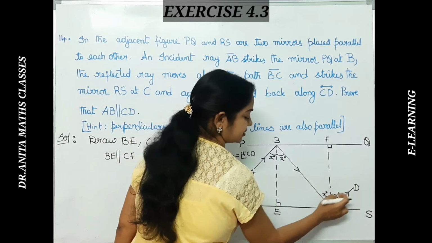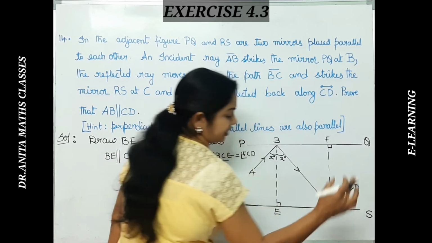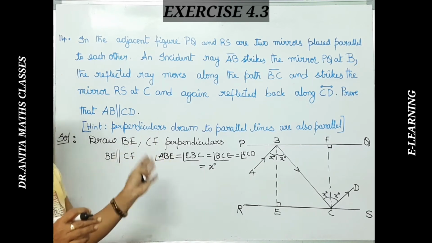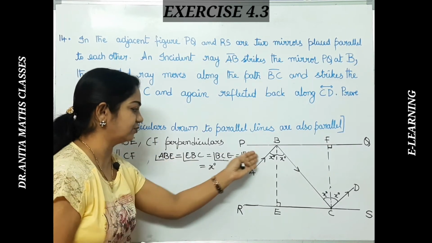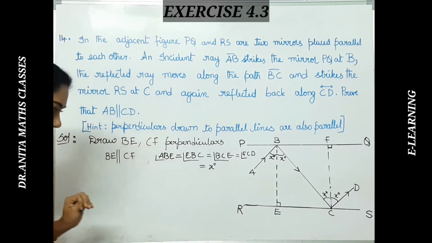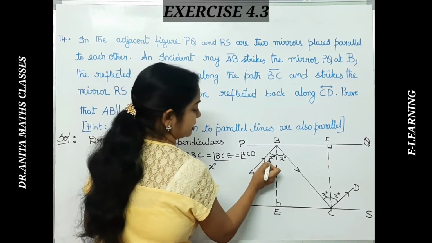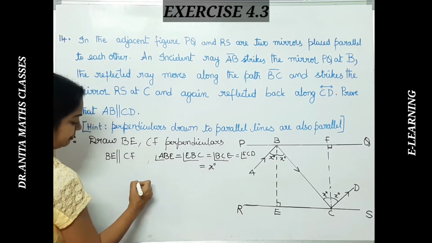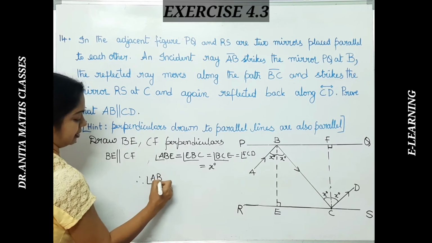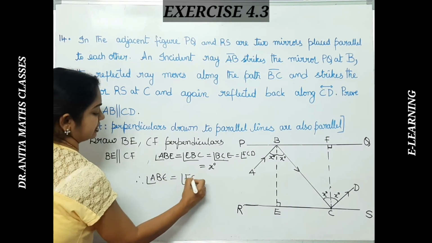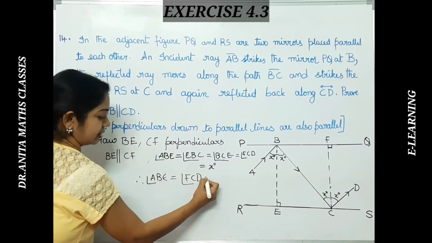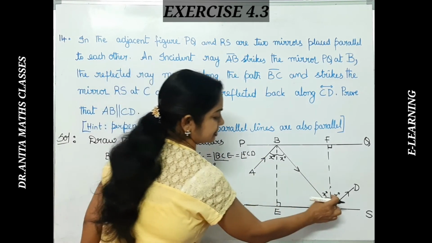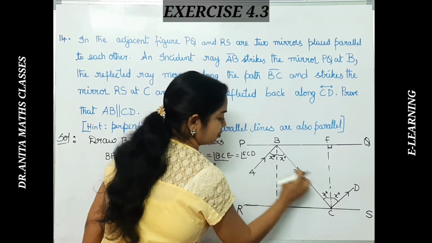Why is this equal to FCD? Incident angle is equal to the reflected angle. So with the concept of incident angle and reflected angle, and the concept of alternate interior angles, we got all these four equal to some x degrees. Now if you consider ABE and FCD, therefore ABE is equal to FCD. These two are equal, the first and the last one. This angle and this angle are equal.